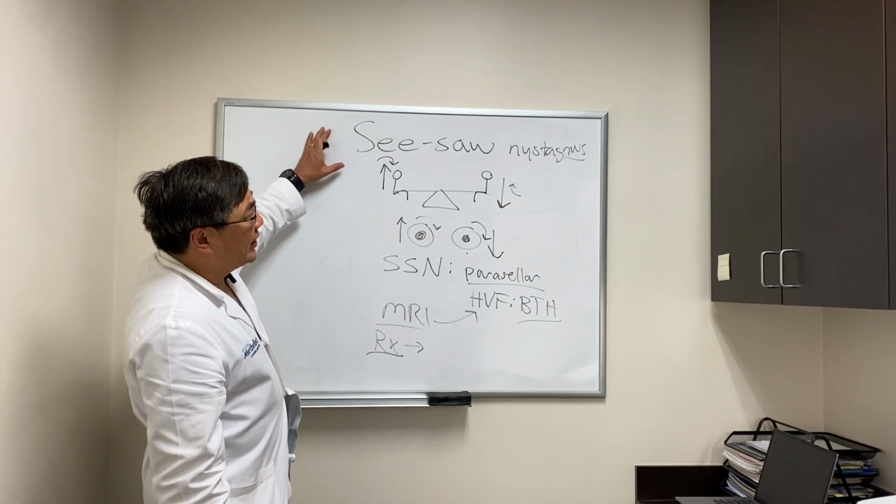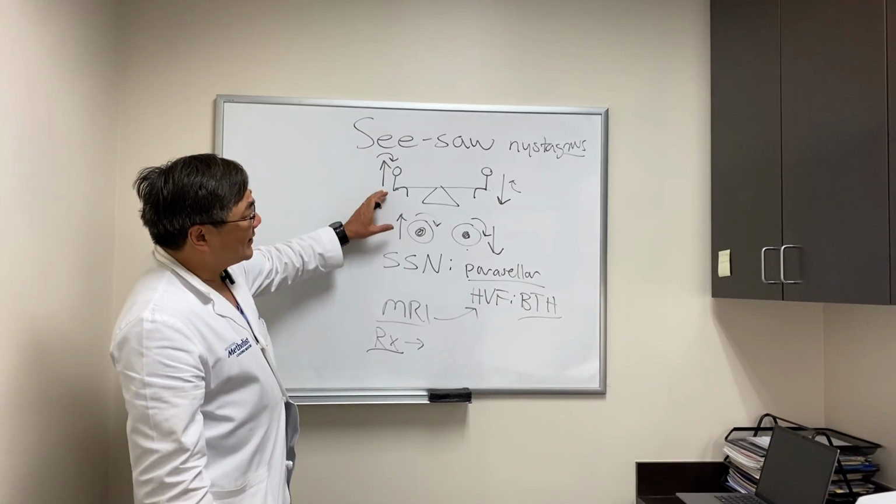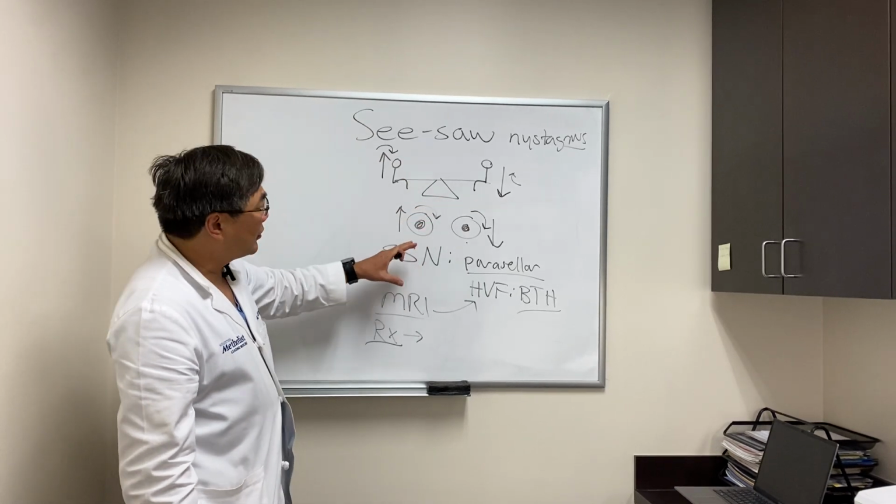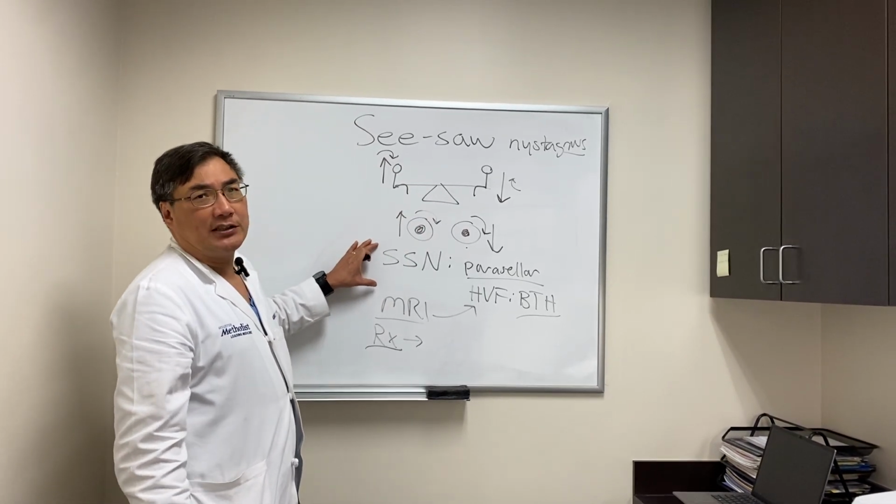The major thing you need to know about seesaw is that it acts like a seesaw, rising eye and intorsion, depressing eye and extorsion, and it localizes to the parasellar region.